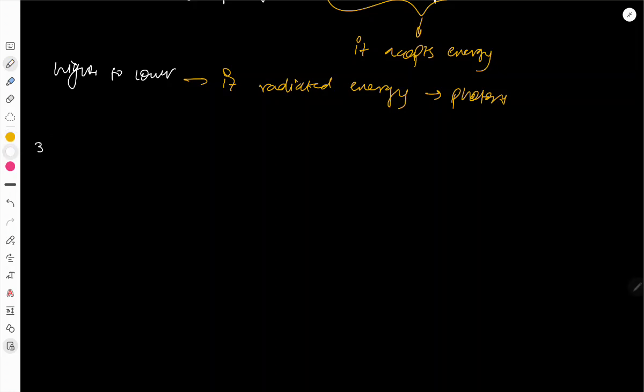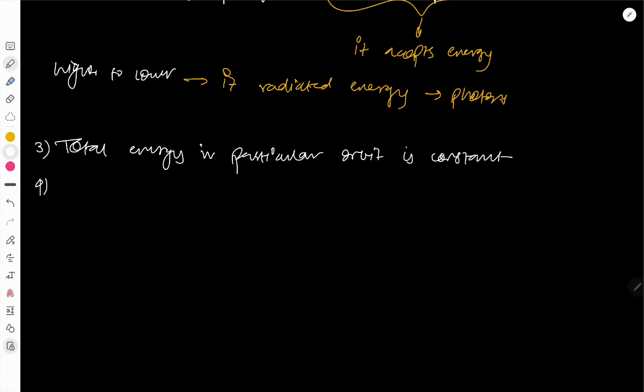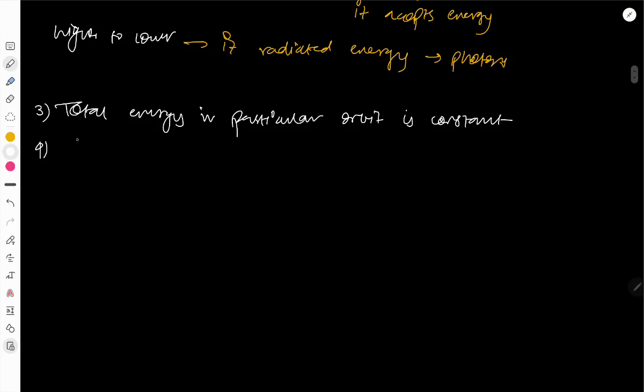The total energy in a particular orbit is constant. And when an electron is in a particular stationary orbit and does not jump, then it does not radiate any energy. I'll write it.